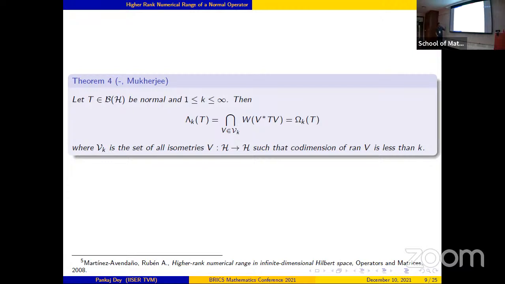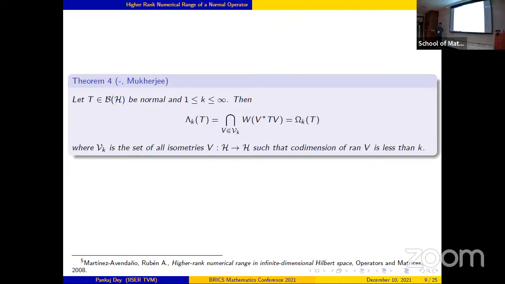Lambda K of T is a subset of the intersection; that is always true. The inclusion of Lambda K of T in the middle term is always true, and equality occurs for a normal operator. Lambda K of T subset of Omega K of T is not hard to prove, but for the other direction we use the spectral theorem and a few lemmas. Due to time constraints, I am not going into the proof.